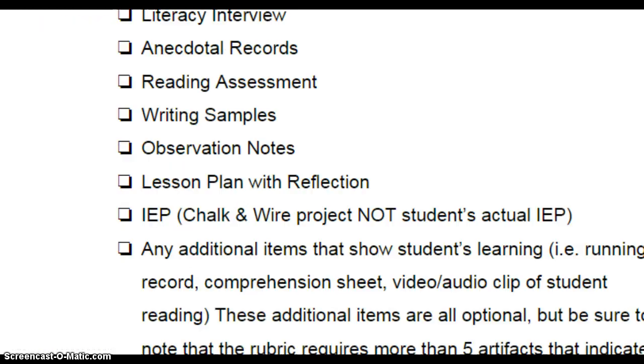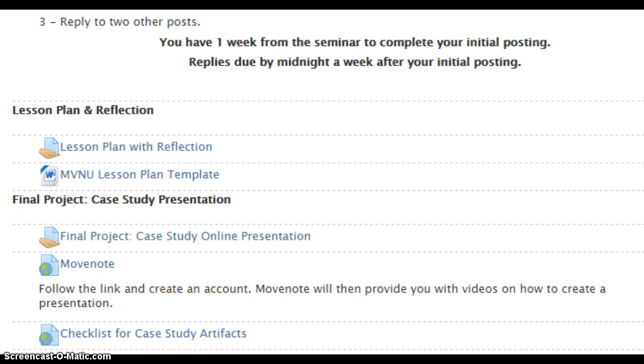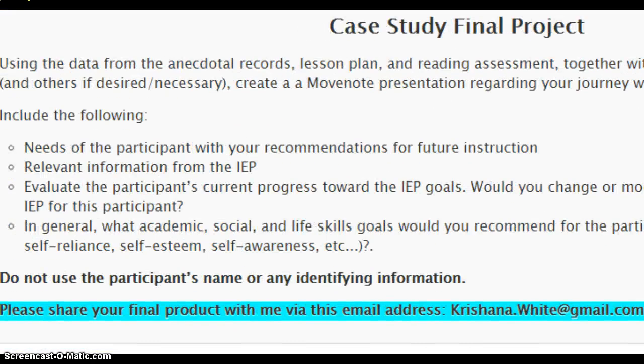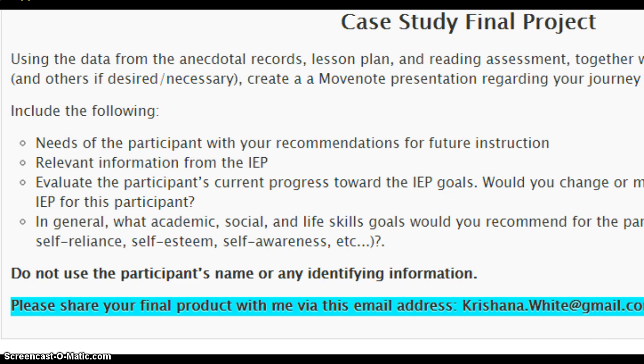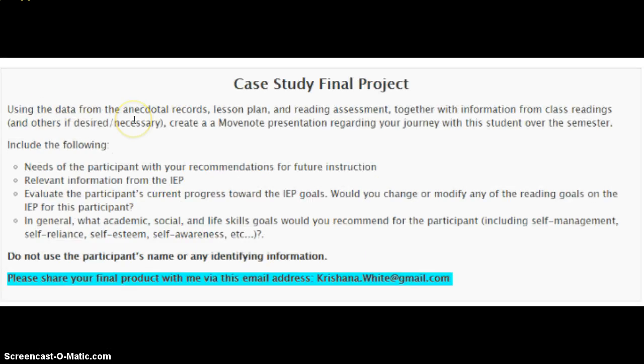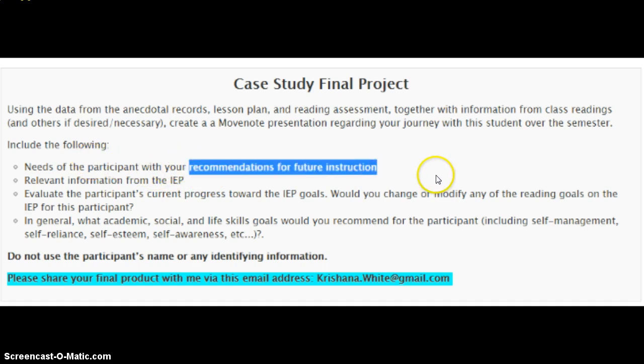First, if you click on the final project section, you will see a screen that looks like this. And on this screen you see again basically the same directions you saw from the syllabus. As you are gathering your case study artifacts together, you need to include the following. What were the needs of the participant as you discovered through the assessments that you conducted and the observations you conducted this semester? Remember too, what is your recommendation for future instruction with this student? Our assessments do no good for us if we don't use them to inform our future practice and change and modify in response to the student's needs.